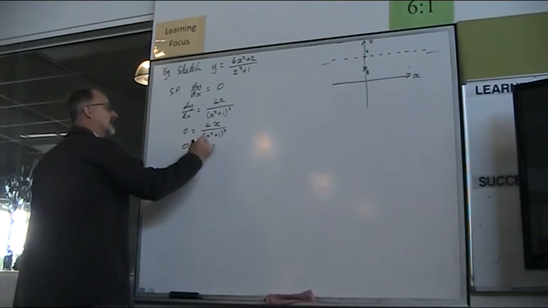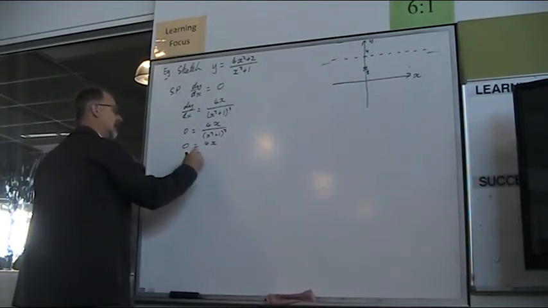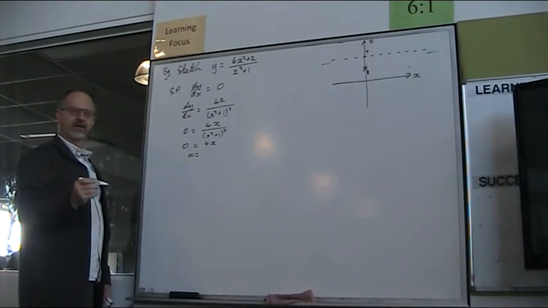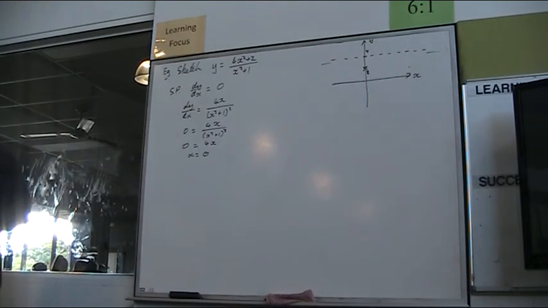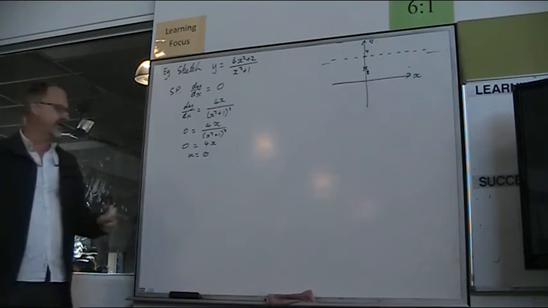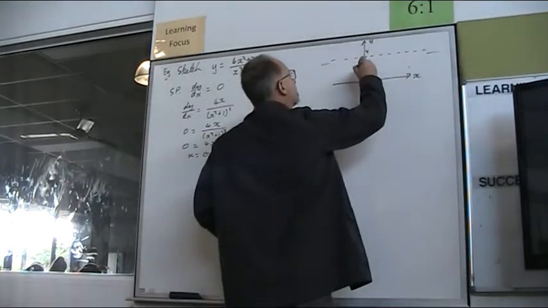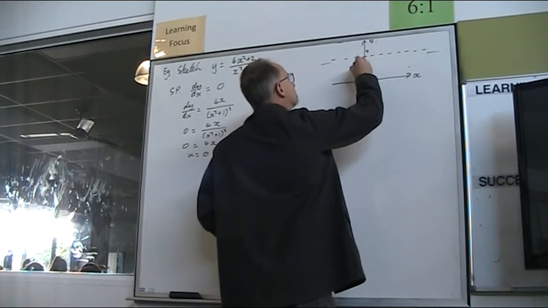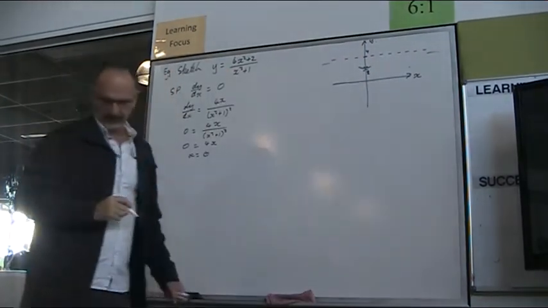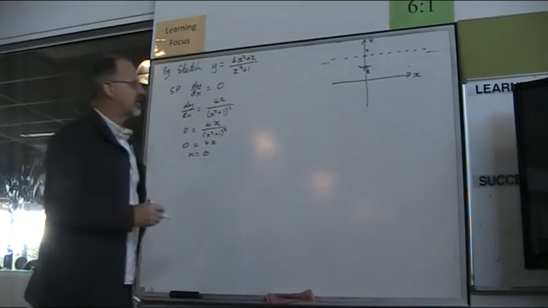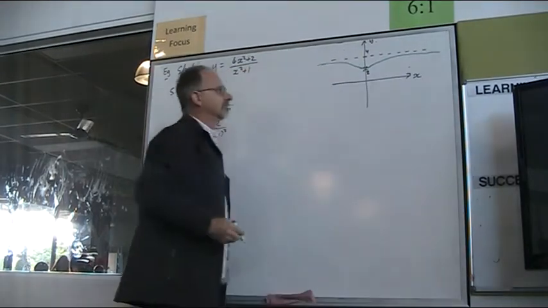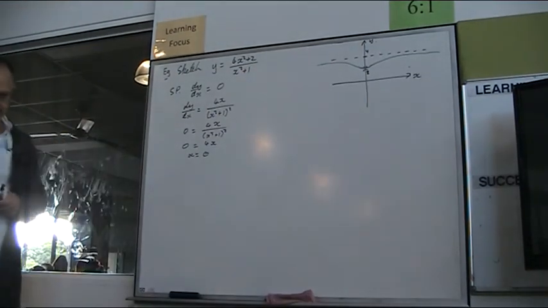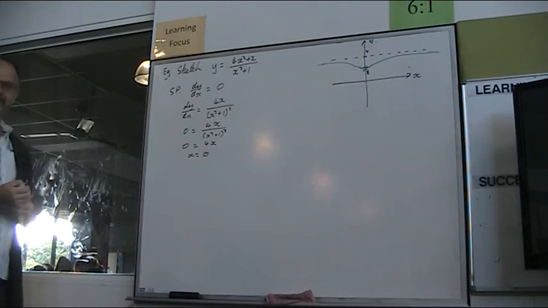Times both sides by that denominator. x is 0. Have we seen that before? Turning point. It's a turning point at y equals 2. So x equals 0 is our y-intercept. So it looks like we're going like this. Now if we're going like that, then there's probably some points of inflection.